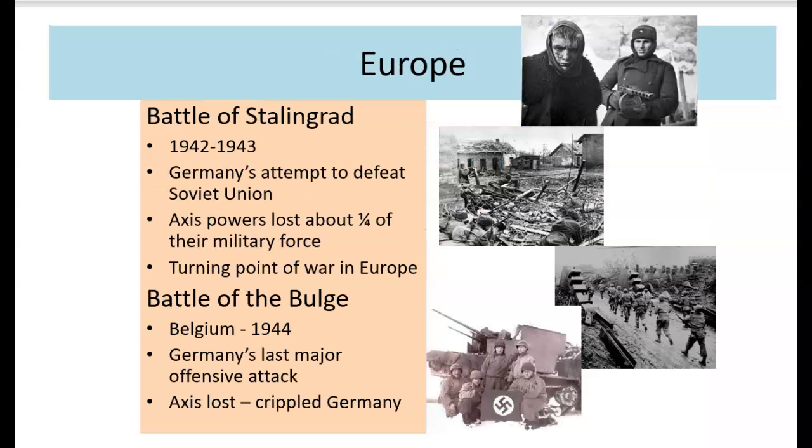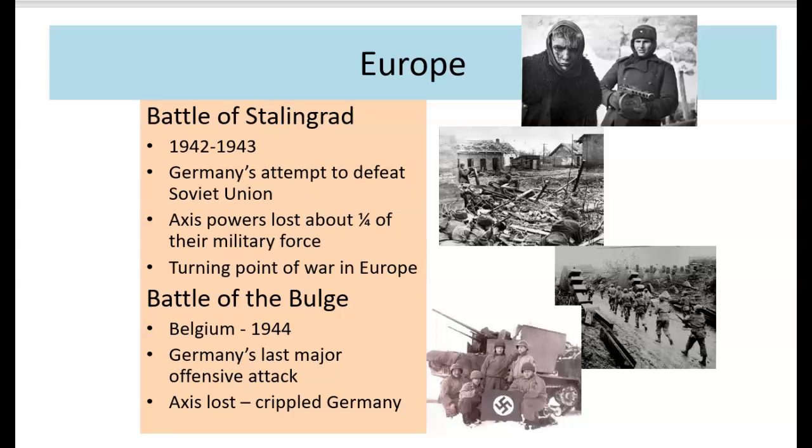So 1942 to 1943, we get the Battle of Stalingrad. This was Germany's attempt to defeat the Soviet Union, and the Axis powers, or the remaining Axis powers, ended up losing about a quarter of their military force. This was the turning point of the war in Europe. Now Germany is having to fight a war on two fronts. They're having to worry about the Soviet Union to the east, and they're having to worry about Europe and America on the west.